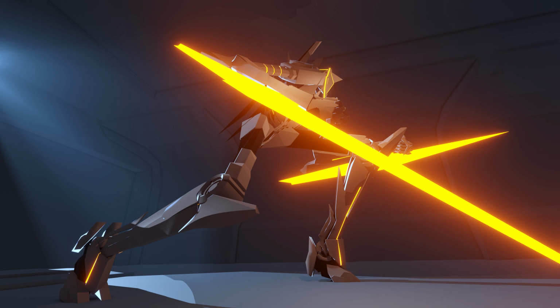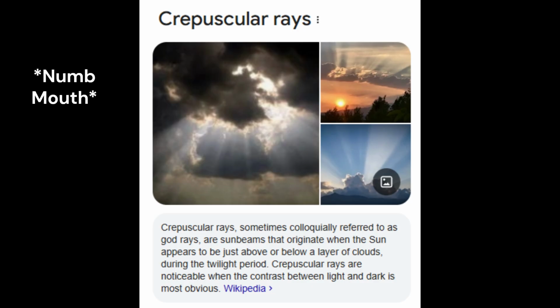This is Venik playing around with his lighting, bloom, characters, which now have more black to their grayscale, and interestingly, god rays. What are god rays? Good question. God rays are crepuscular rays, sometimes colloquially referred to as god rays, or sunbeams that originate when the sun appears to be just above or below a layer of clouds during the twilight period. What does that mean? I don't know either, so I'll just show you this image.